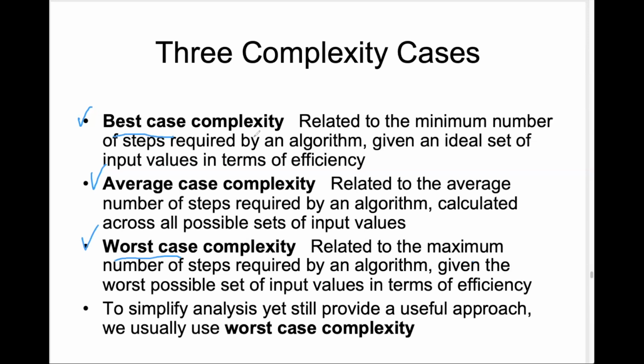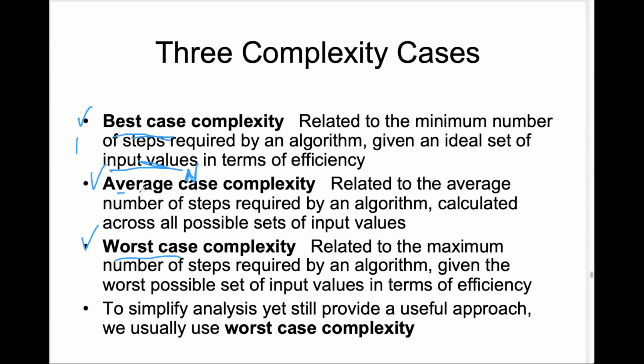The best case complexity is related to the minimum number of steps required by the algorithm given an ideal set of input values. So these input values is n. This value ranges from 1 through 1,000. Again, because that number is a variable, Alice and Bob can do 1 through a million. That variable, or number of different values, is n. Best case complexity is 1. This means that Bob gets it the very first time.